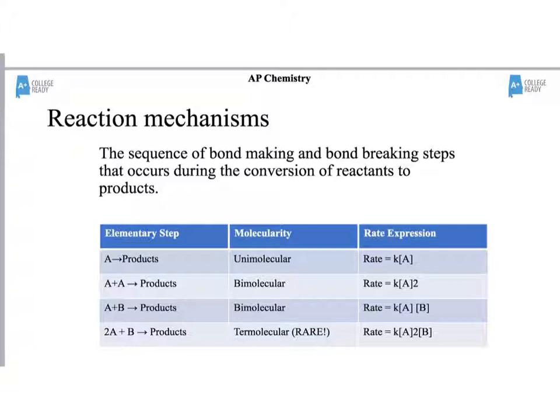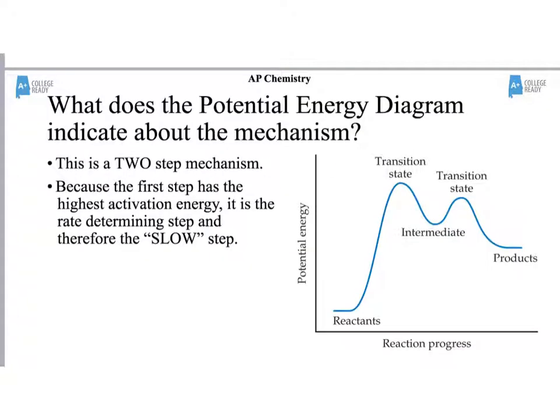And each of those has a representative rate law. So a unimolecular is a first order. A bimolecular, either the one reactant is a second order, or the two reactants are both first orders individually. And each of those elementary steps, their orders come together in the mechanism.